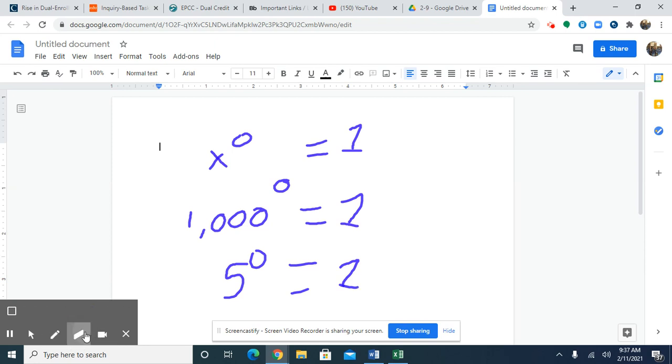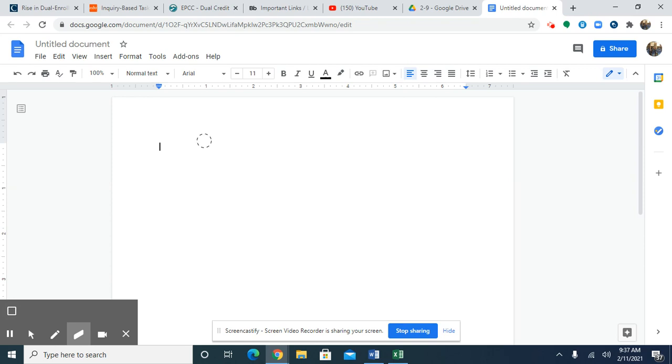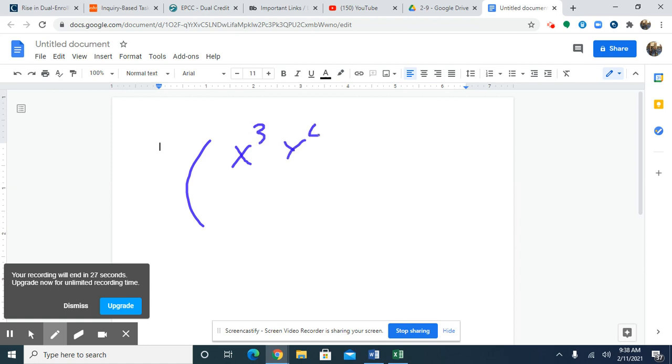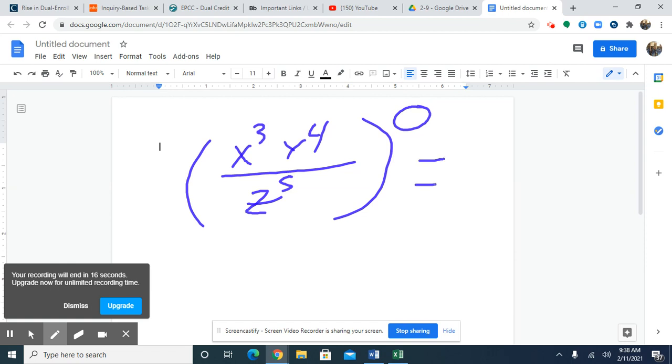And this is a truth even if we have something complicated like, let's say, x to the power of 3 y to the 4 z to the 5, something like that. If all this is raised to the power of 0, then it doesn't really matter what's inside. The answer is going to be equal to 1.